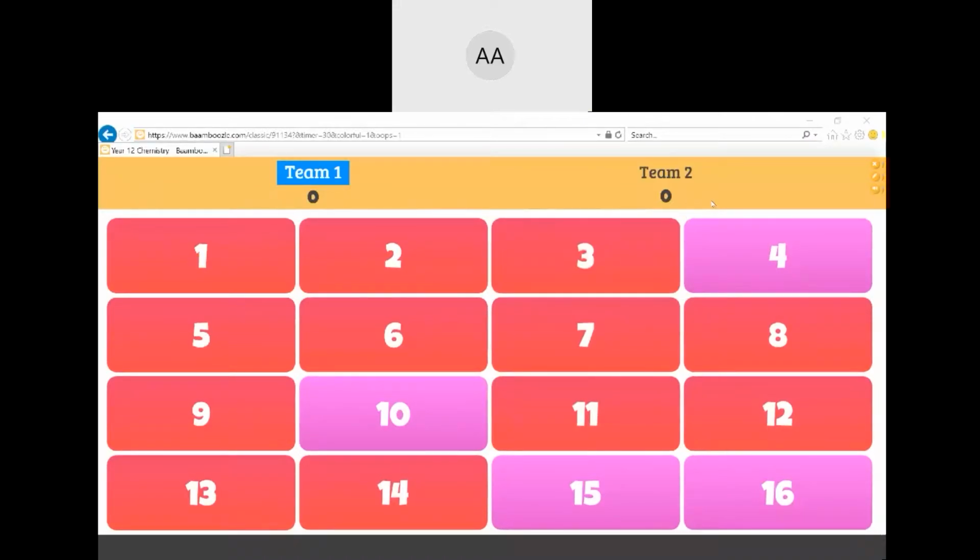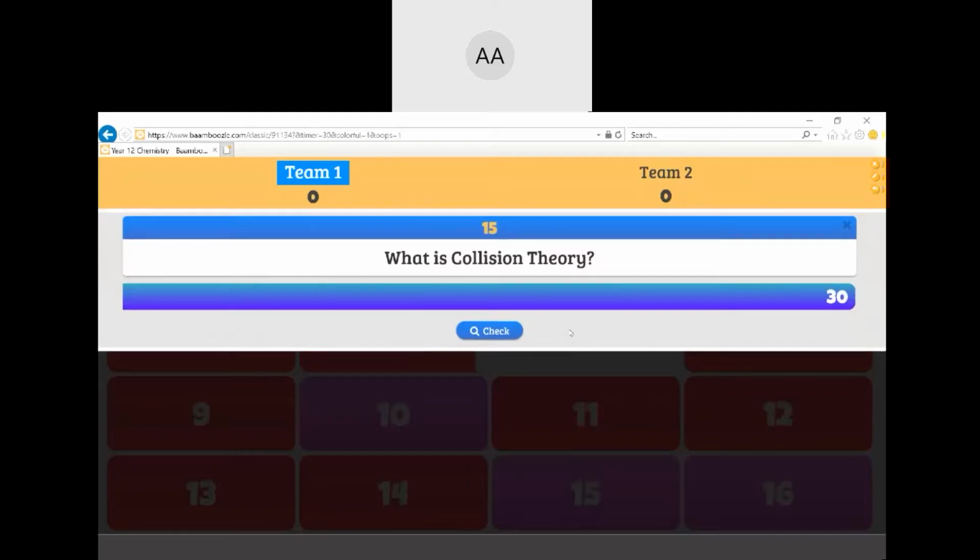Okay, guys, so are you ready? This is our Bamboozle game. We've got two teams with us today. Team 1 are going to start. What number would you like to go with? Team 1, I hear you say 7. Let's see. You have 30 seconds to answer this question.